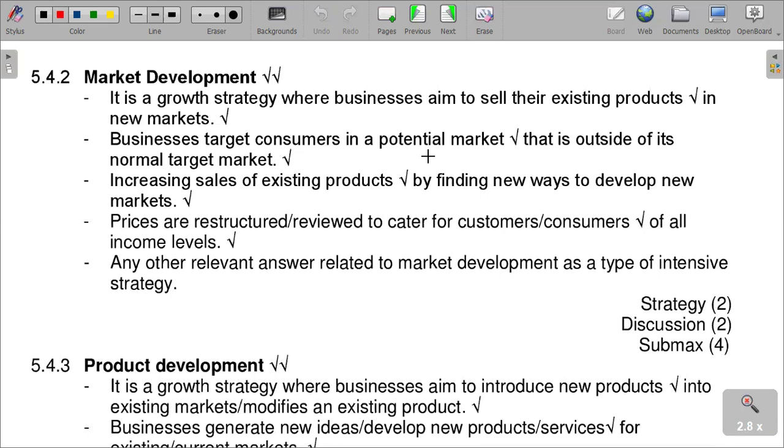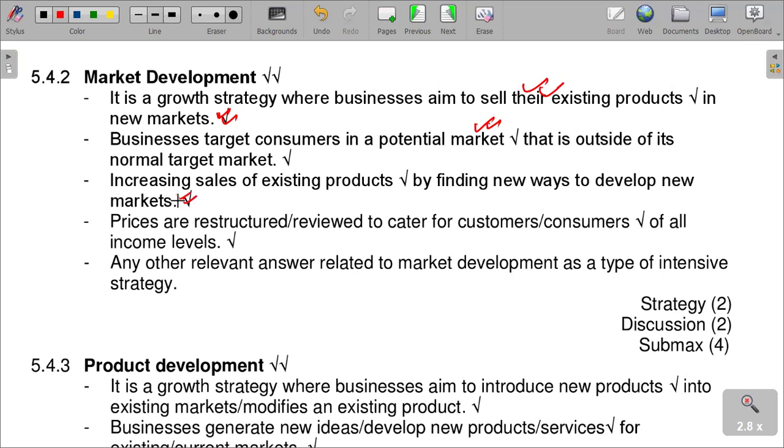We can also have market development as another intensive strategy. Market development is a growth strategy where businesses aim to sell their existing products in new markets. Existing products are sold in new markets. So businesses identify consumers in potential markets, and then target such potential customers outside of their normal target market, increasing sales of existing products by finding new ways to develop new markets.